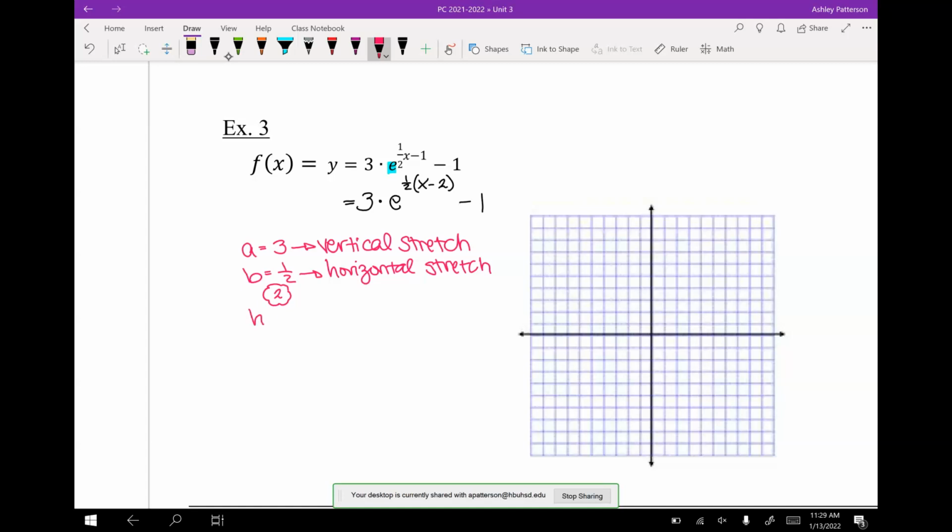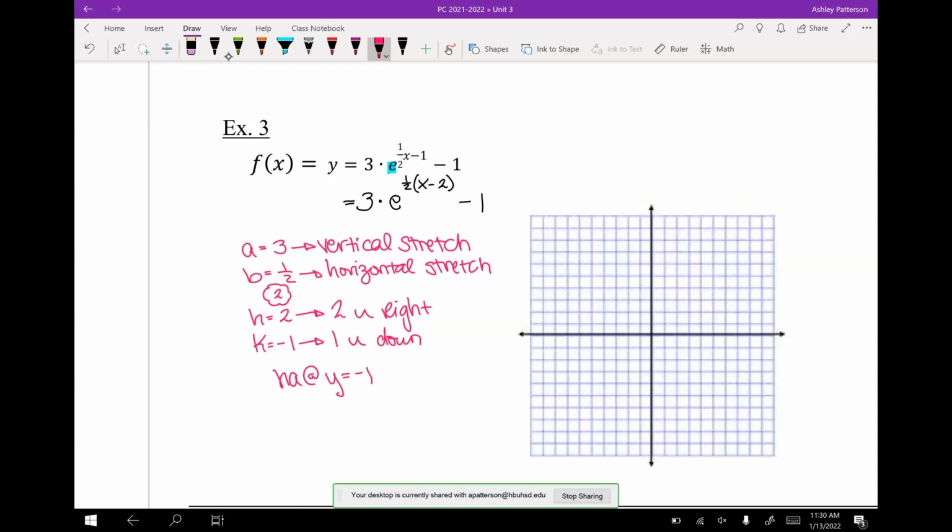H is a positive 2 because we always take the opposite sign of the h, so we go 2 units to the right. And k is -1, so we go 1 unit down. Well done. This is an exponential function. So do we have a vertical asymptote or a horizontal? Very good. Where's it at? Not just -1. Y equals -1. Don't forget the equation, please.